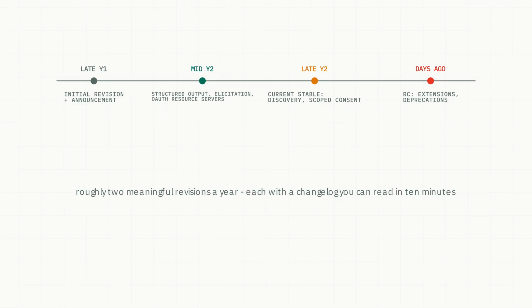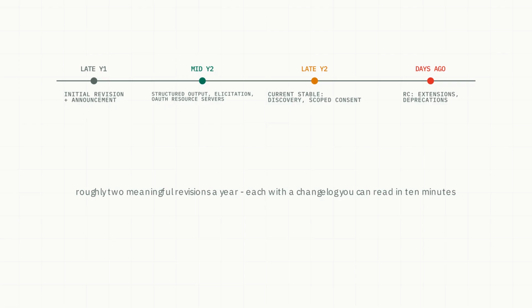The version story in one breath, because dates anchor trust. Late 2024, initial revision and public announcement. Mid-2025, a major revision adds structured tool output, elicitation, and resource links in tool results, classifies remote servers as OAuth resource servers with modern token binding requirements, and removes JSON RPC batching.